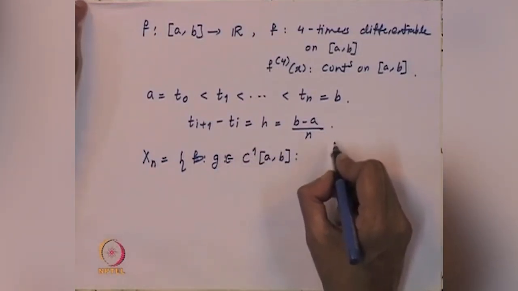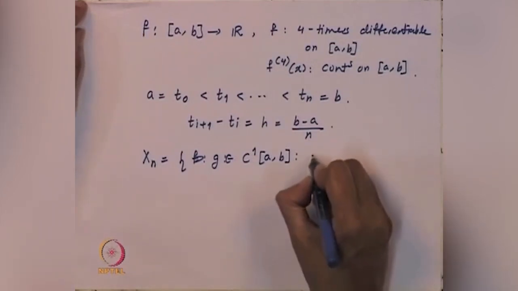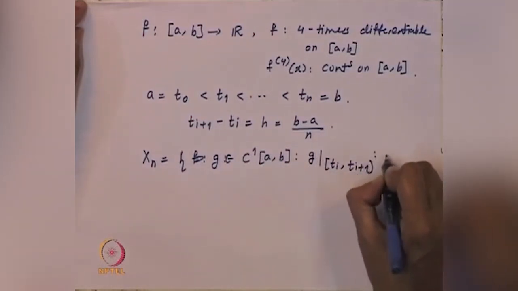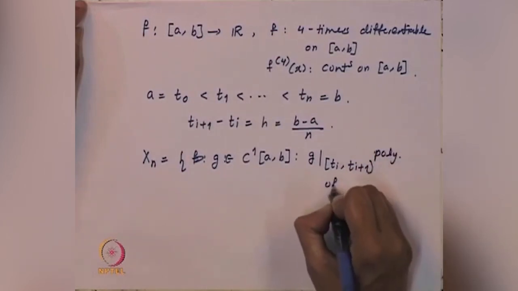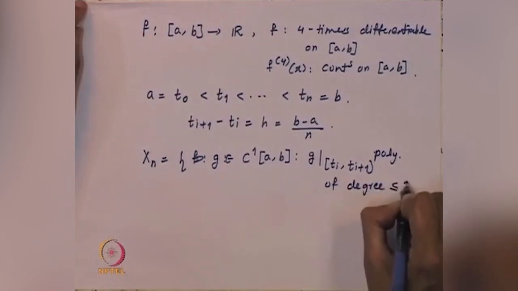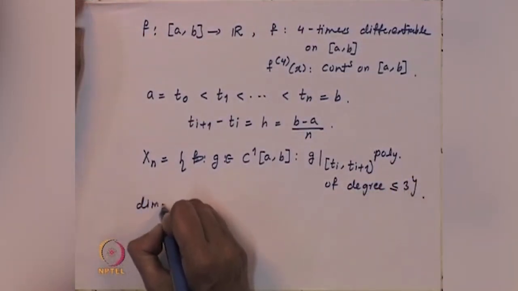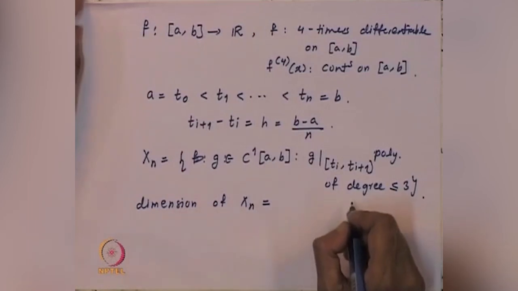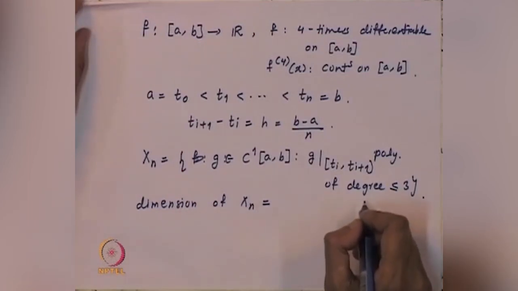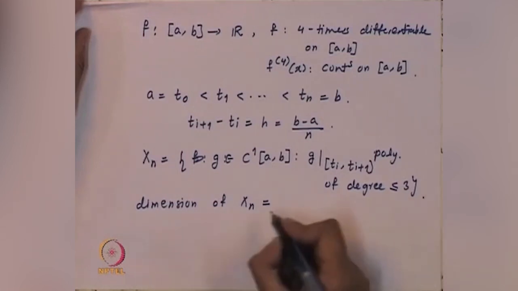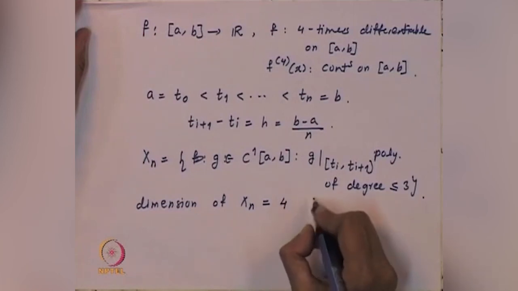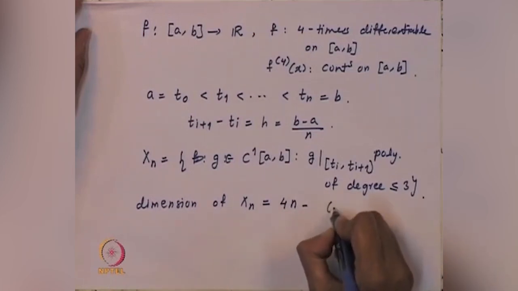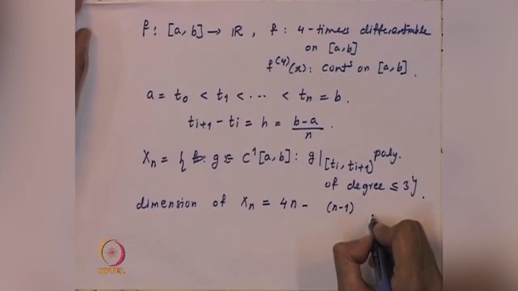So, all functions which are continuously differentiable such that g restricted to [t_i, t_{i+1}] is a polynomial of degree less than or equal to 3. Then the dimension of X_n is, as we had done such calculation before, on each interval a polynomial of degree less than or equal to 3. So, we have got 4 degrees of freedom, there are n intervals, so it will be 4n minus, there are n minus 1 interior nodes t_1, t_2, ..., t_{n-1}.